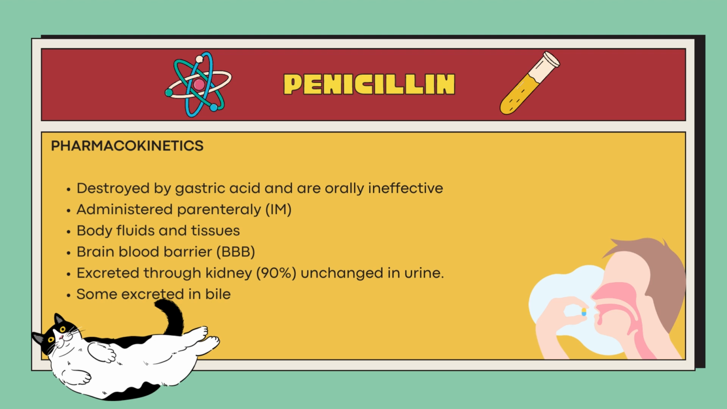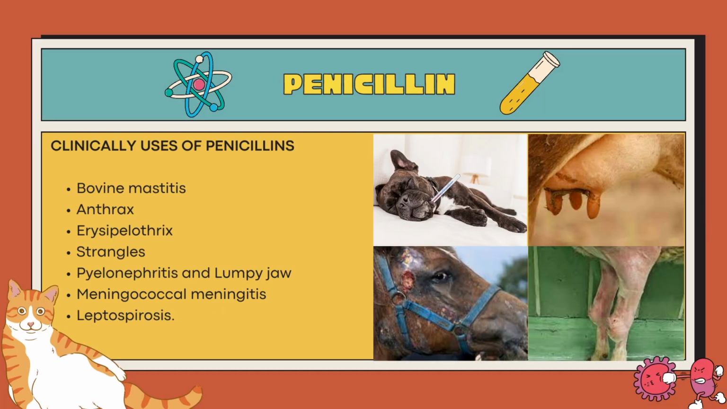Penicillins are chiefly excreted through the kidney, 90%, and changed in urine, out of which 20% is by glomerular filtration and 80% by proximal tubular secretion. Some broad-spectrum semisynthetic penicillins are also excreted through the bile. So what are the clinical uses of penicillins?